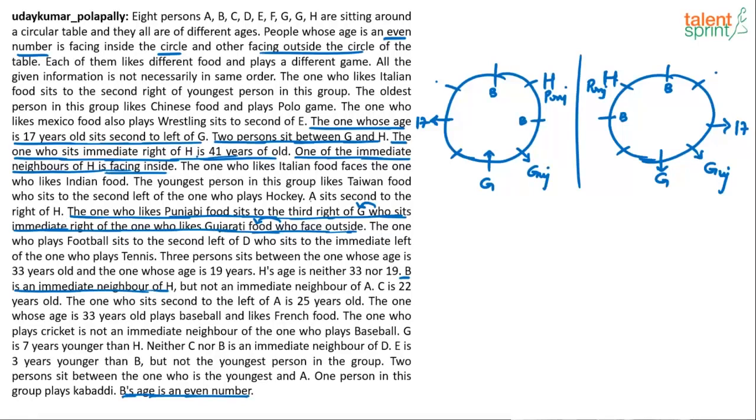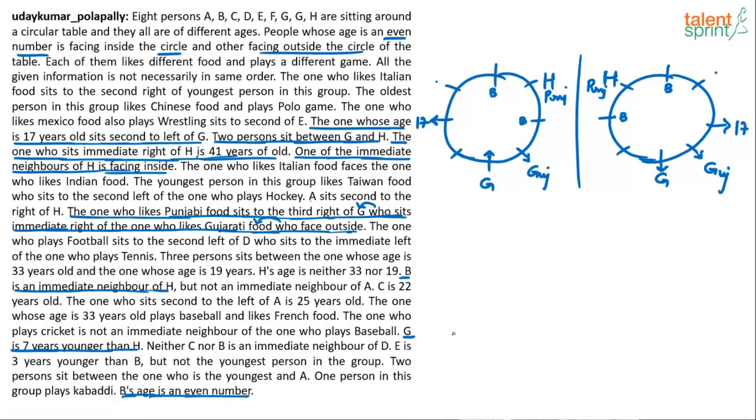I think the clue that can be used in finding that out is this: G is 7 years younger than H. This is a very, very useful clue. Now you might be wondering, how is this useful? Because neither G's age nor H's age is known to us. So how can we use that clue immediately? I'll tell you how. If G is 7 years younger than H, we can conclude that these two persons will be facing opposite directions.